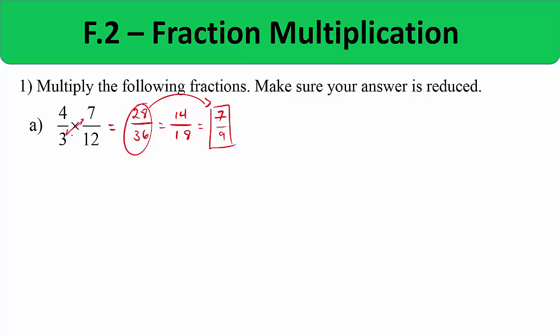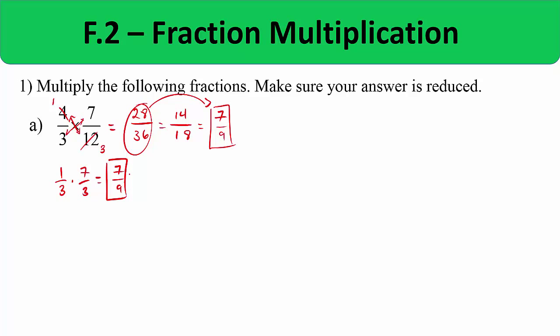There is no common factor here, so there's no reducing we can do. But if we look here, 4 and 12 have a common factor of 4, so we're going to do something called cross-canceling. If we divide 4 by 4, we get 1, and if we divide 12 by 4, we get 3. So by cross-canceling, we can realize that this is the same thing as 1/3 times 7/3, which when we multiply straight across, we get 7/9, which is our final answer.